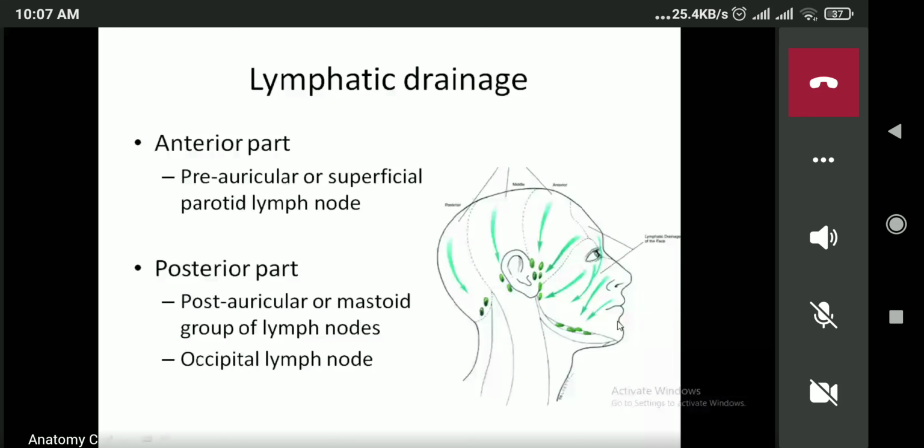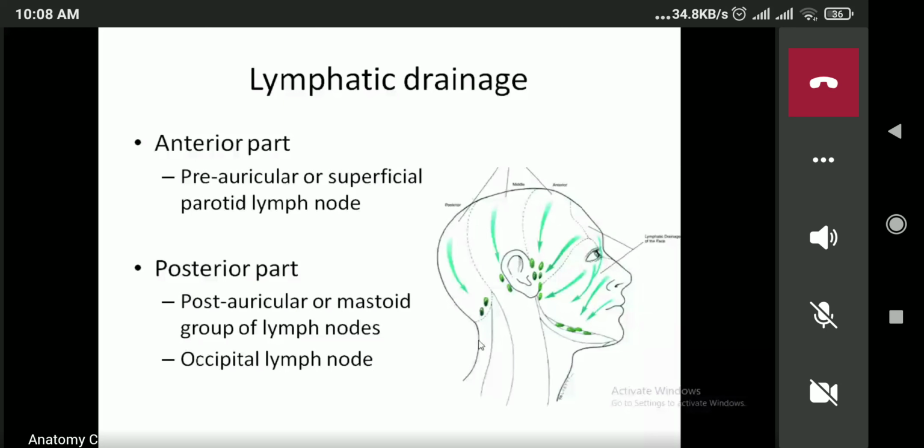When we talk about the lymphatic drainage of the scalp, the anterior part of the scalp drains mainly into the pre-auricular or superficial parotid lymph nodes, while the posterior part of the scalp drains into the post-auricular or mastoid group of lymph nodes, and these post-auricular and mastoid nodes finally drain into the occipital lymph nodes. Remember, the anterior part drains into the pre-auricular nodes and the posterior part drains finally into the occipital lymph nodes. So this is about the lymphatic drainage of the scalp.